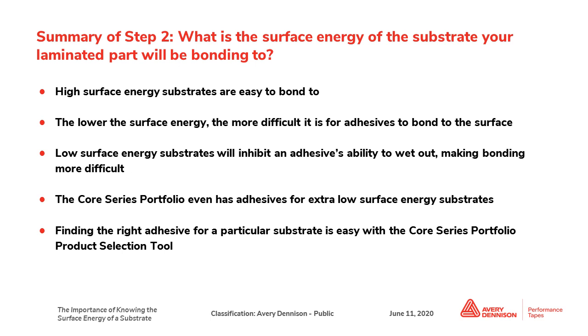Okay, we've reached the summary here of step two. What is the surface energy of the substrate the laminated part will be bonding to? In step one, we talked about why it's important for you to know what type of adhesive to match up with what material you're laminating to. The same story applies to the end-use substrate that your die cut part's bonding to. You've got to know what it is so you can find out what the surface energy is at the least.